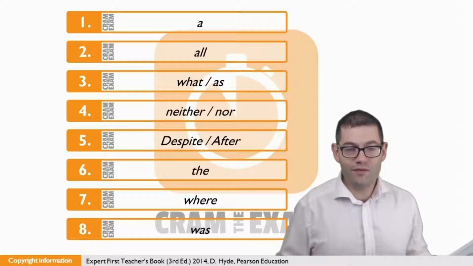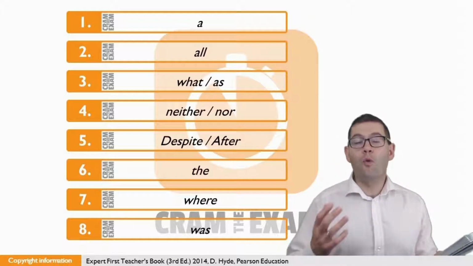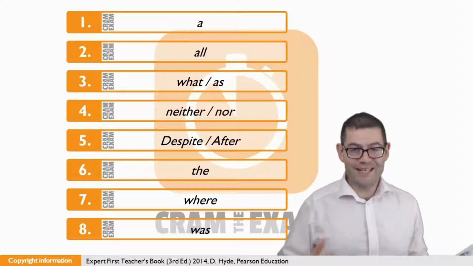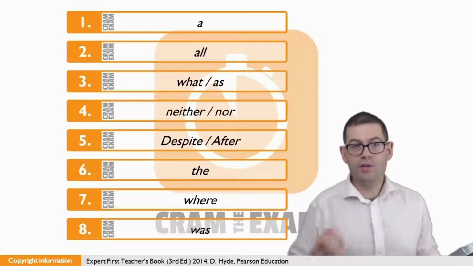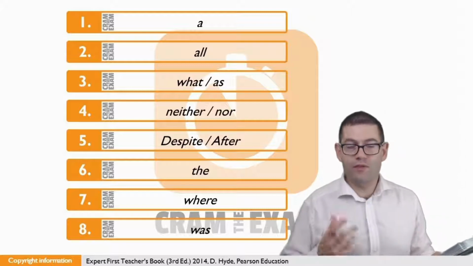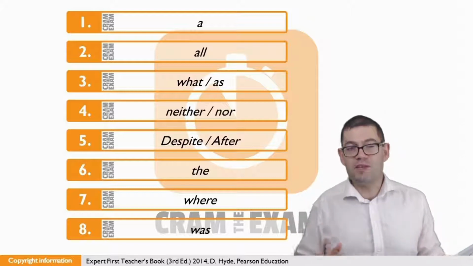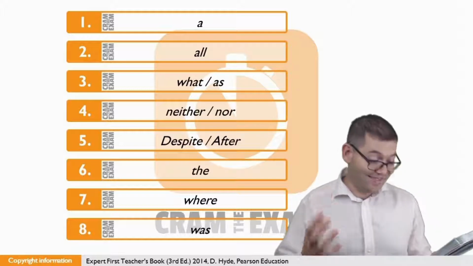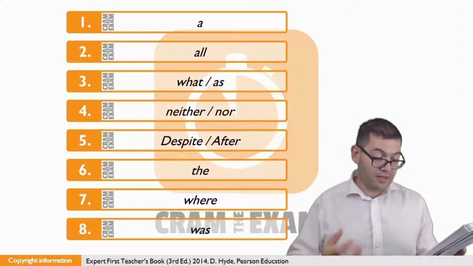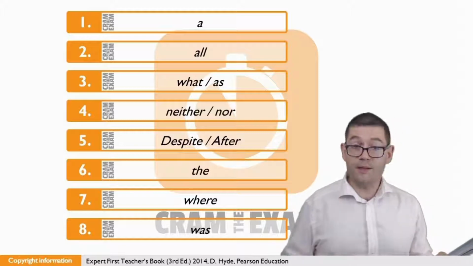For questions 5 and 6, let's have a look at them together. Why? Because they're part of the same sentence structure. And this sentence structure is made up of a subordinate clause followed by a main clause. For question number 6, easy peasy. All we need here is the correct article. The article being the. So admitted to the Swiss Federal Institute of Technology.